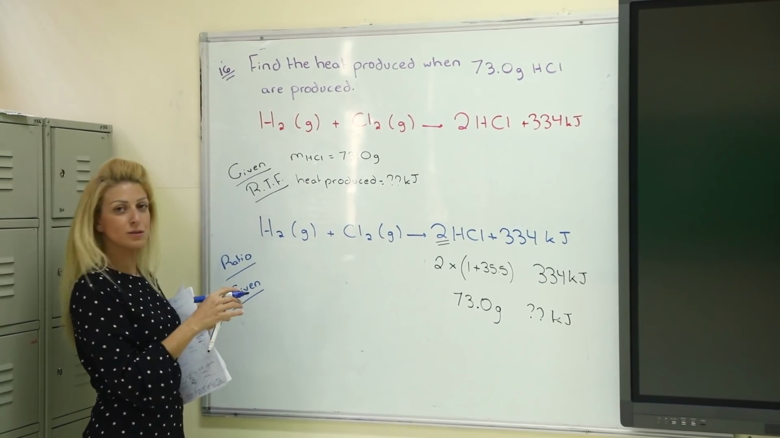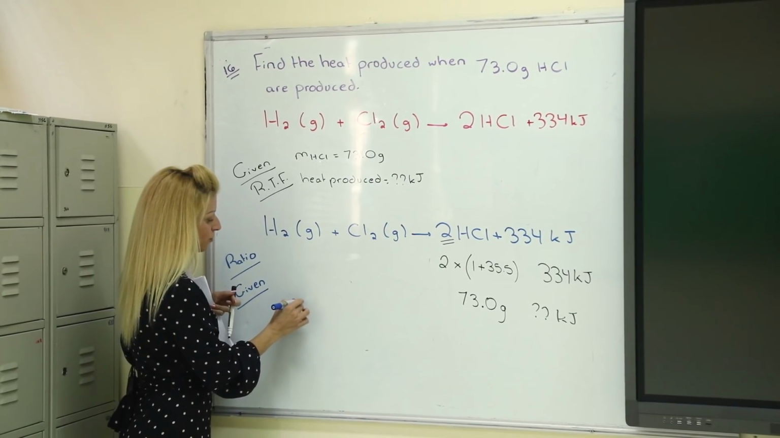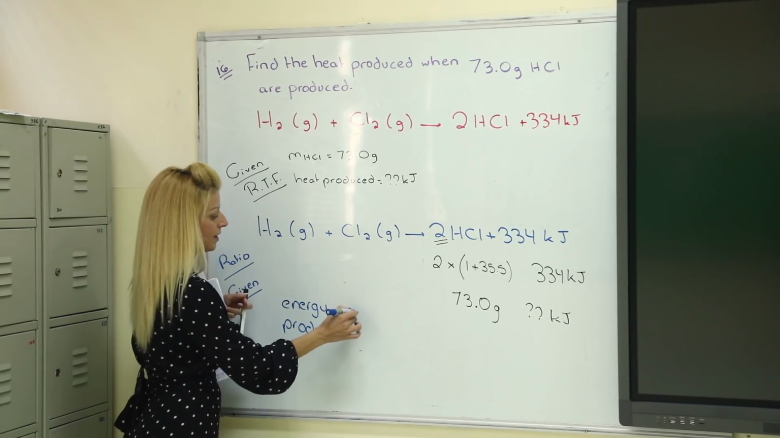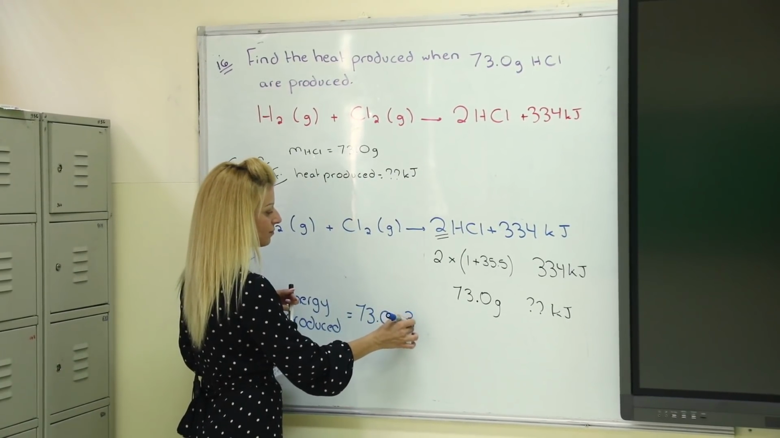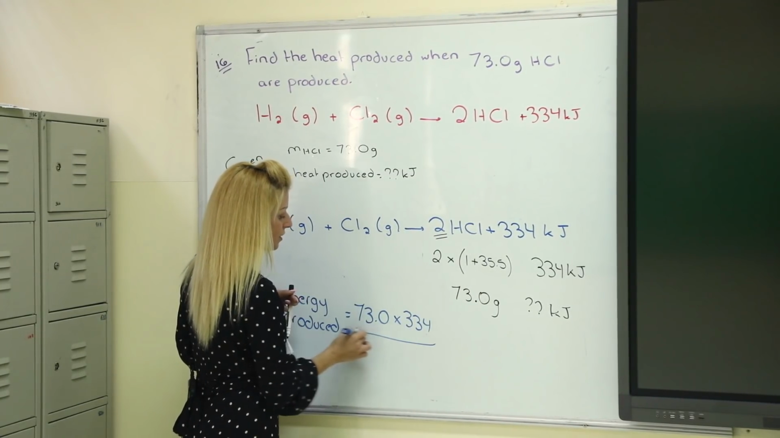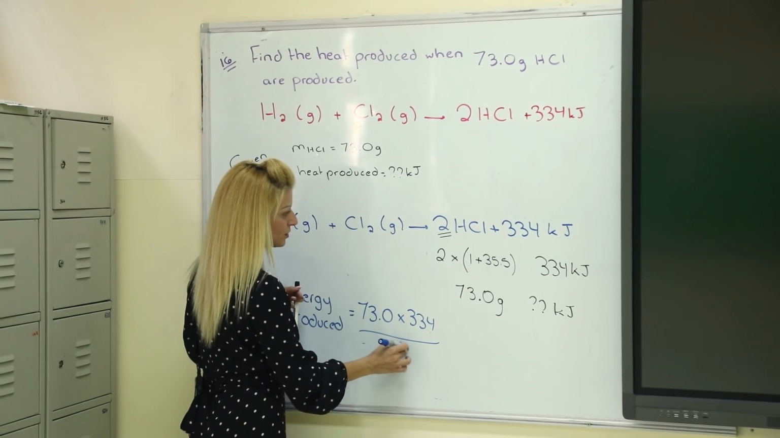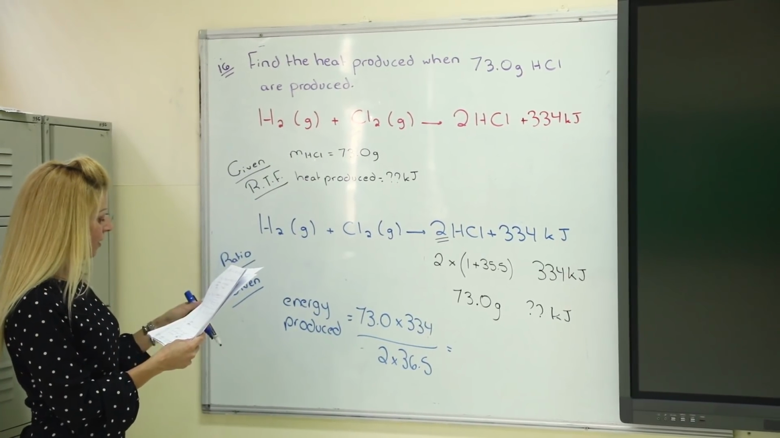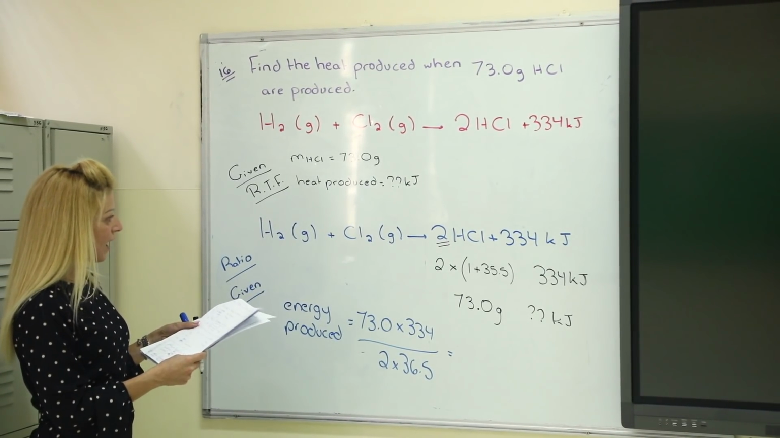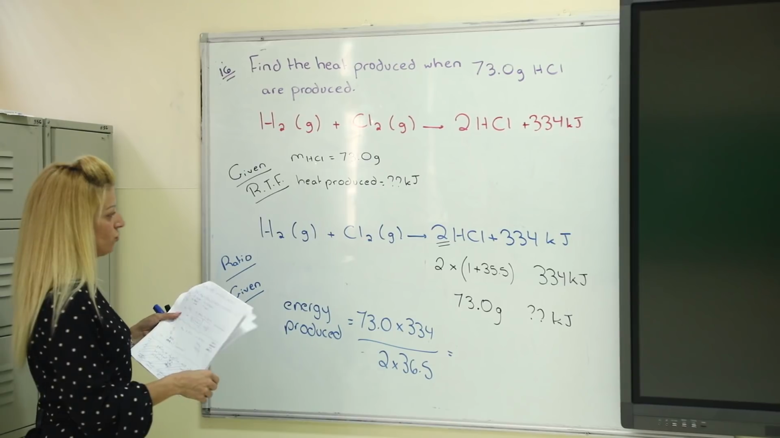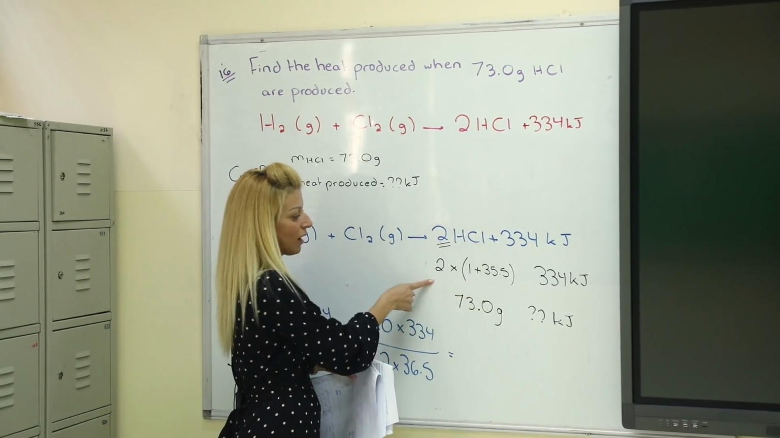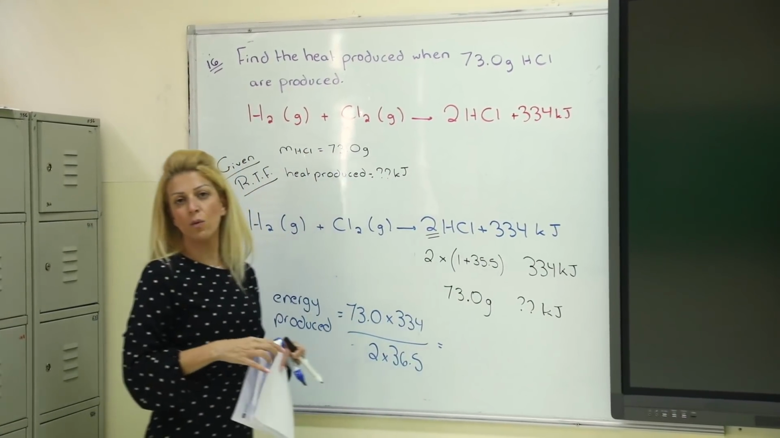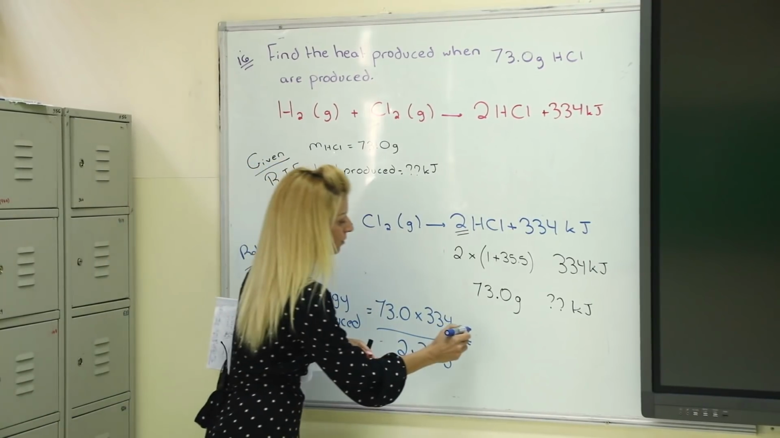We do a simple cross multiplication. So the energy produced in this reaction equals 73.0 times 334 divided by 2 times 36.5, and if you do it on the calculator you end up with 334 kilojoules, because this is 73 grams and the given is 73 grams, so the energy released will be the same, which is 334 kilojoules.